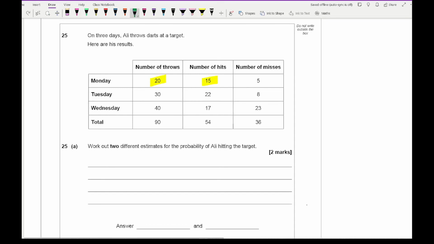So an example of this can be any of the 2 that I've selected. So it's going to be 15 over 20, and let's just write that here, which is 3 over 4, and 17 over 40.